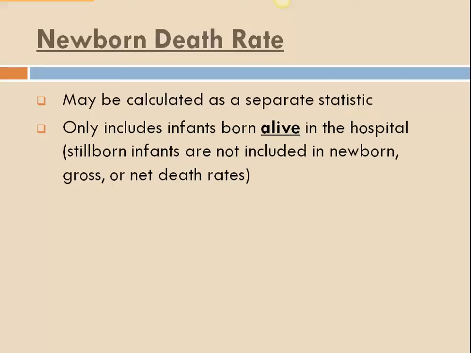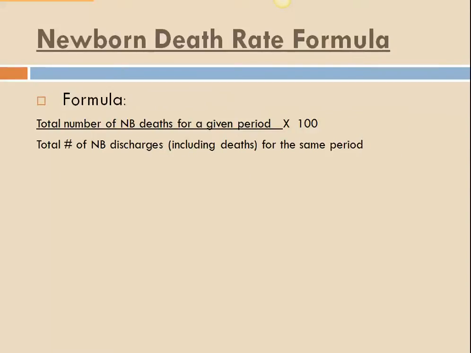If you think back a few modules to when we covered the definition of newborn, remember that to be considered a newborn, the patient must be born in the hospital, not on the way or at home and then brought to the hospital. And they must be born alive, meaning that stillborn infants are not included in any of these death rates. To determine the newborn death rate, your formula is the total number of newborn deaths for a given period divided by the total number of newborn discharges, again including your deaths in that denominator, for the same period times 100.